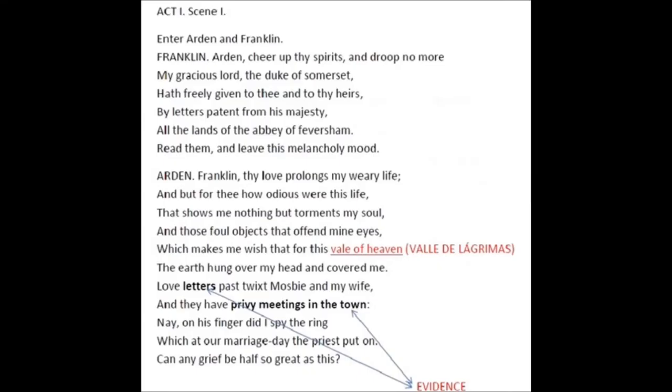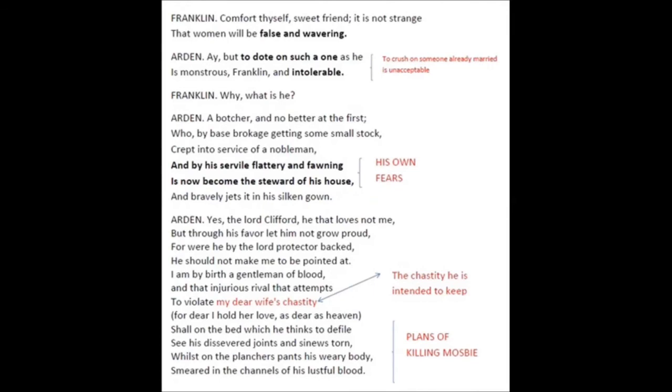In the very beginning, we're shown the exposition of the scene. Arden has received several lands as inheritance from the Duke of Somerset. The stanza reflects some paradoxical implication throughout, and mostly the expression "vale of heaven", which is translated into Spanish as "Valle de Lágrimas".